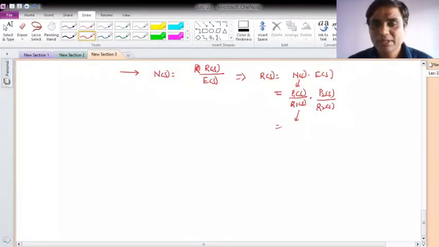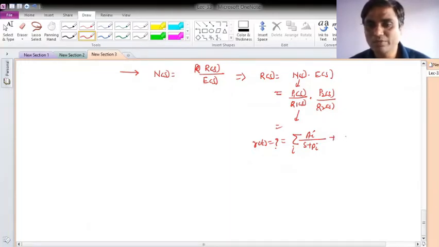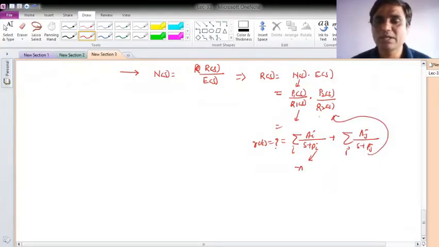Then what can be done to compute r of t? In order to compute r of t, I can apply the partial fraction expansion here. If I apply the partial fraction expansion for the network, it becomes a sum of ai over s plus pi, and similarly for E of s it will be aj divided by s plus pj over all j. This pi will be the natural frequencies related to the network, and this pj will be the natural frequencies related to the excitation which you have applied.